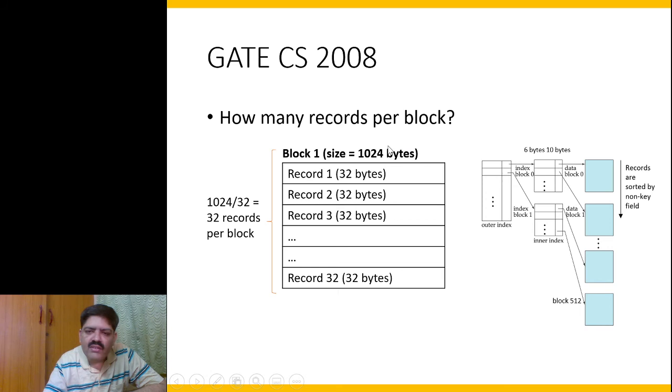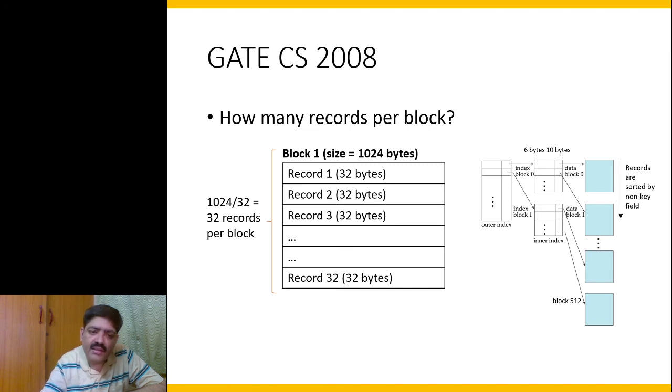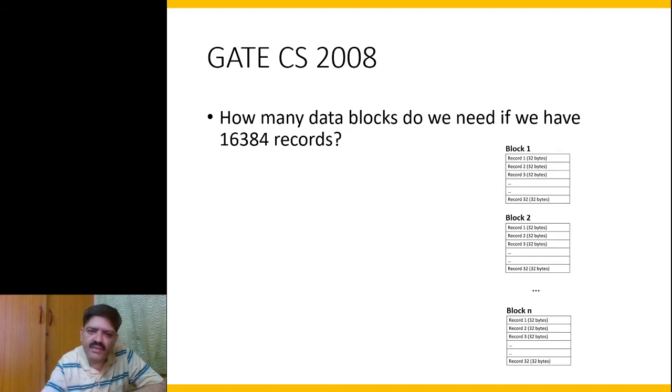So let's start first with the easier things. How many records per block can we fit? I know that the block size is 1024 and the record size is 32. So obviously I can fit 1024 over 32 records per block. How many data blocks do we need if we have that many records?